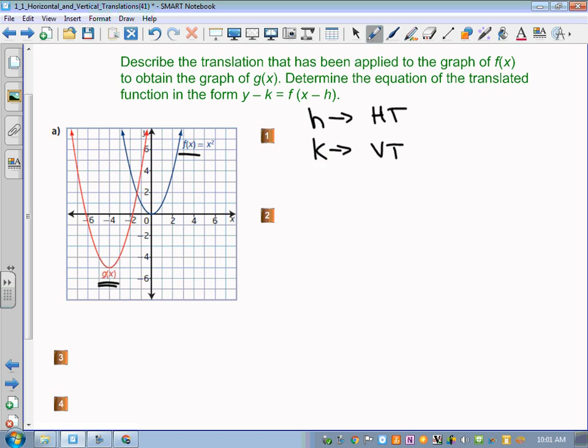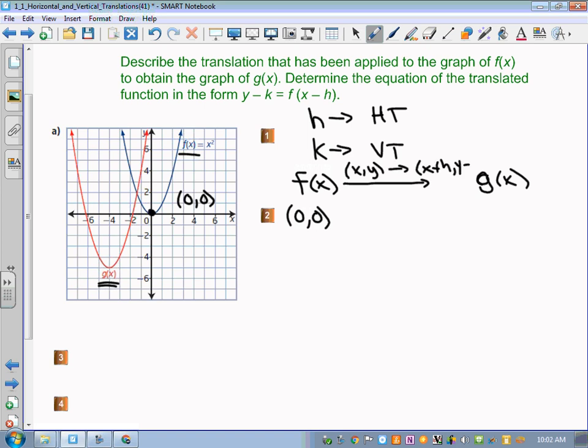And I think the easiest way of doing this by far is to grab the most distinct point on a function and see where it went. And I would argue that the most distinct point on a quadratic would be the vertex, which is 0, 0 on f of x. So I'm just underneath here going to put a point on f of x, which is 0, 0. Keep in mind that to go from f of x to g of x, I'm going to do the mapping, and I'm going to take a point on f of x and add h and k to that point. Got a little messy there, but hopefully you can see that.